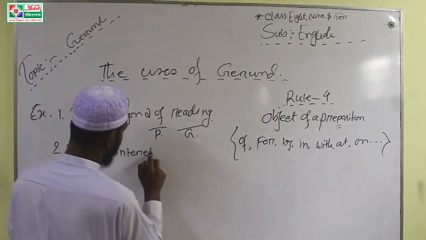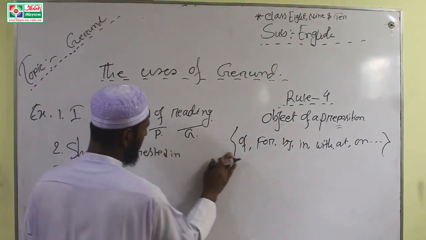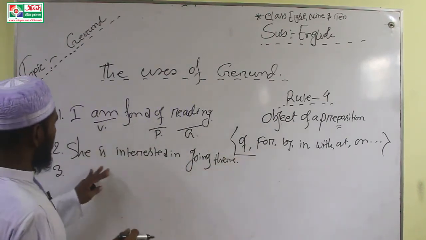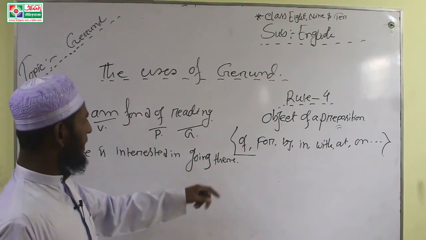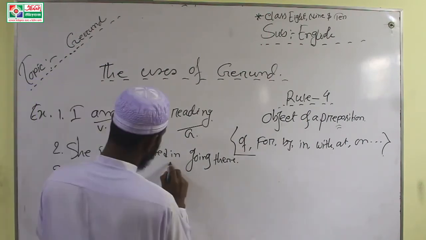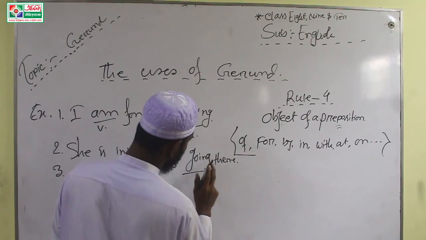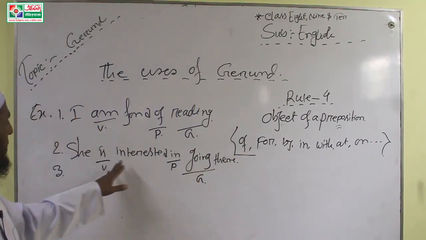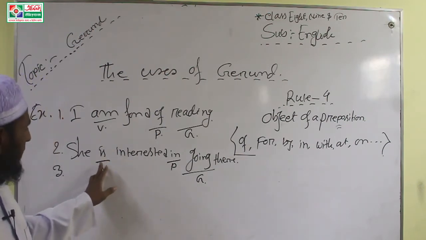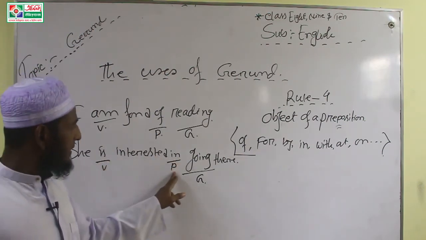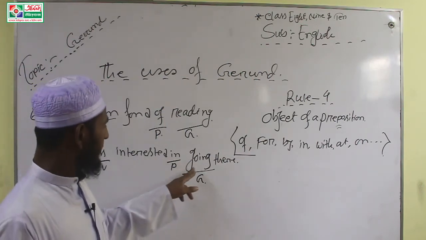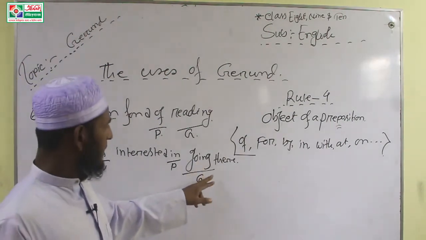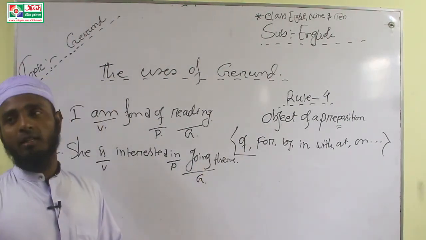She is interested in going there. This is the verb, this is the preposition, and this is the object, that means gerund. Is here is the verb, in is the preposition, and going in this sentence is the object, that means gerund. I am interested in going there.